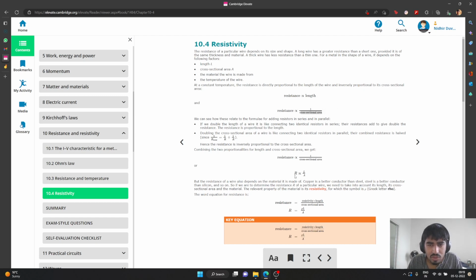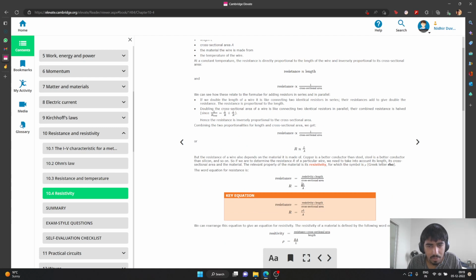So we combine these two into a common formula: R is proportional to L over A. If L increases, R increases; if A increases, then R decreases. Then we add a constant of proportionality, which is called resistivity. This constant is different for different materials. The idea is, if you make these two 1 and 1, for 1 meter length and 1 meter square area, what is the resistance that you observe?